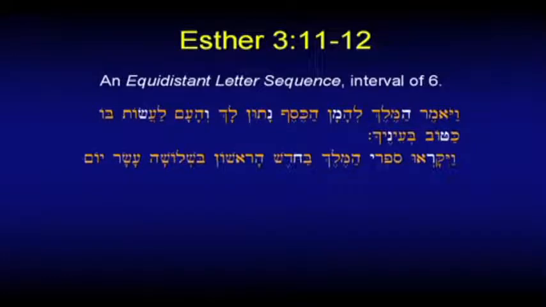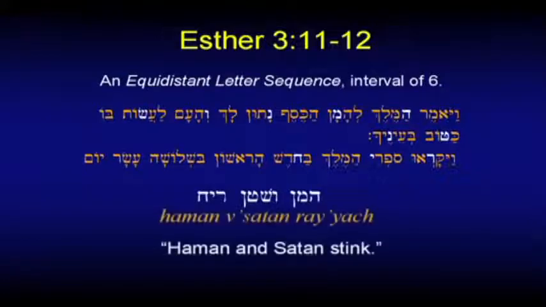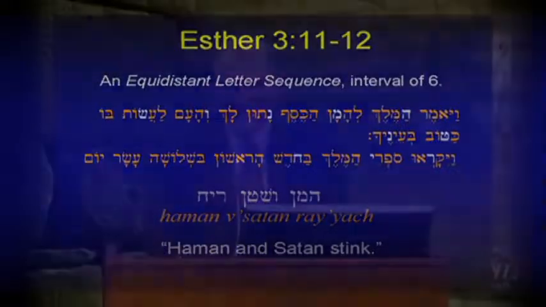At Esther chapter 3, verses 11 and 12, at an interval of 6, we take the first three, it makes a word, and you make the hey, the mem, Haman. Not a surprise. That's Haman, okay. And then you've got four letters, the vav is a connector, but then you've got the shin, mem, and that's Satan. So you've got Haman and Satan, Ruach. Haman and Satan stink. Now, I don't know what to make of it, but I thought you'd get a kick out of that.